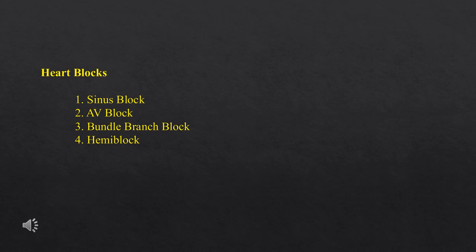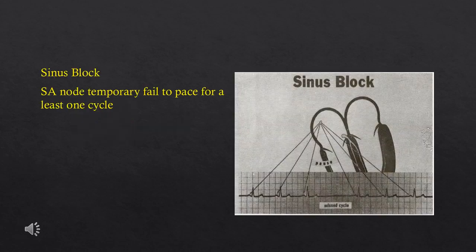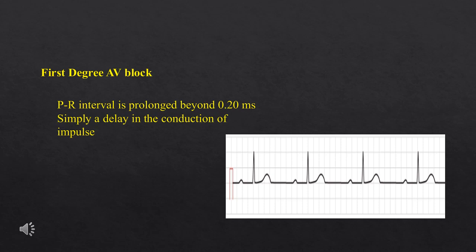Heart blocks can be a sinus block, an AV block, bundle branch block, or a hemiblock. Sinus block is when your SA node temporarily fails to pace for at least one cycle, so there will be no P wave with that missed cycle. First degree AV block is characterized by a normal looking P wave followed by a normal looking QRS, but the PR interval is prolonged, more than 0.20 seconds.